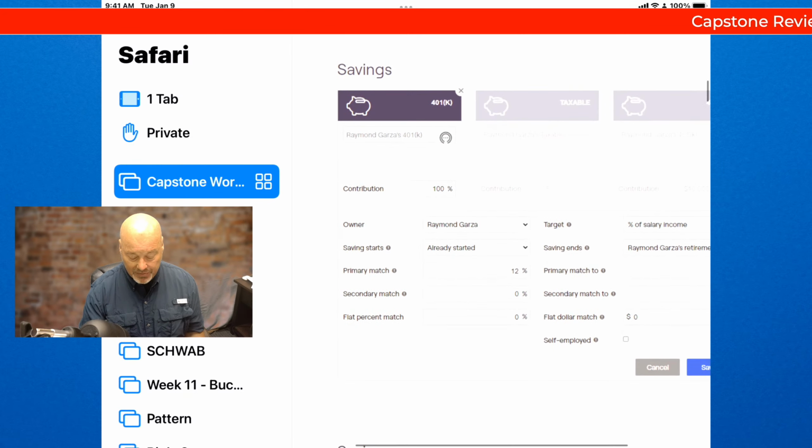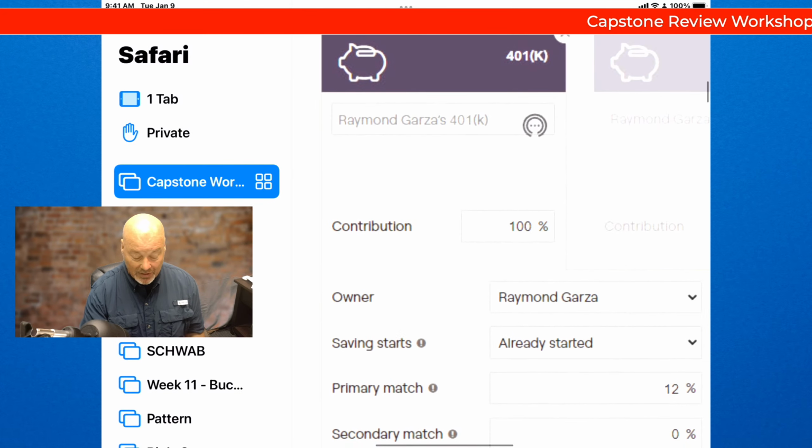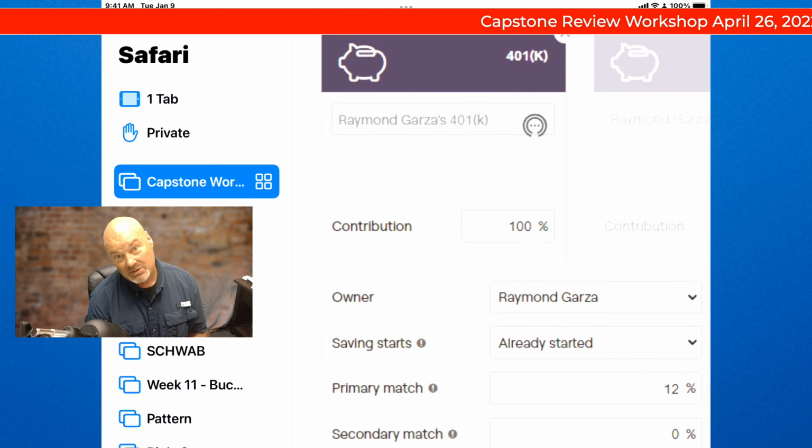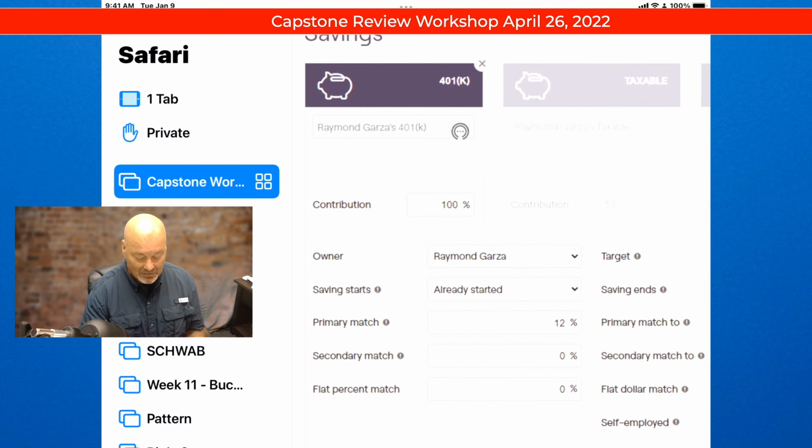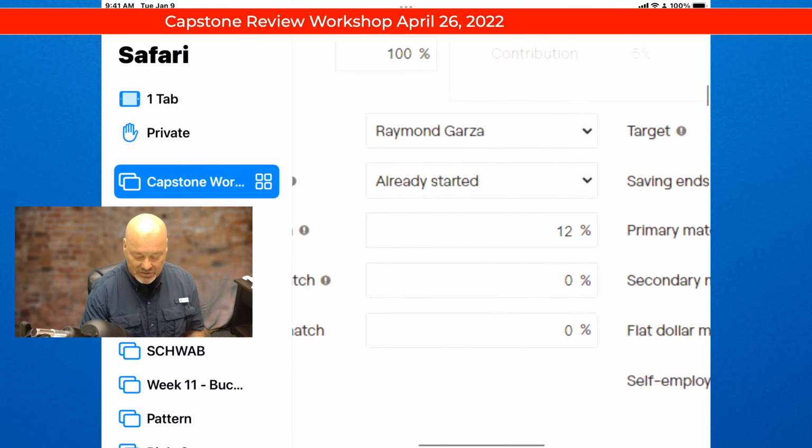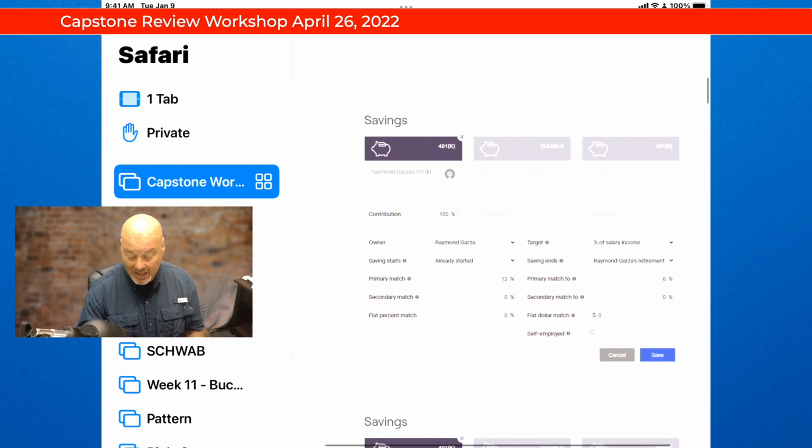But a couple of things here: you're putting 100% contribution in. That means you're putting all of your salary into your 401k, I think is what that looks like. And you have a 12% match. So those numbers, I don't know where you got those.